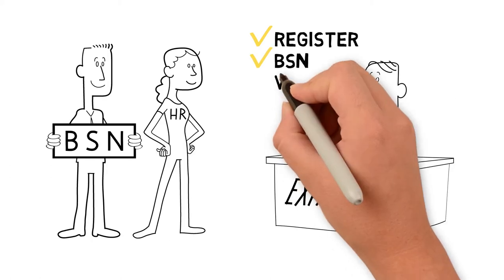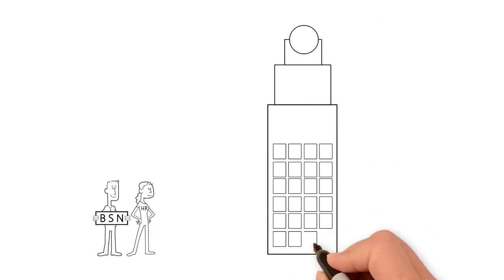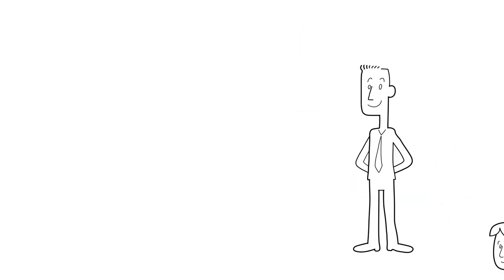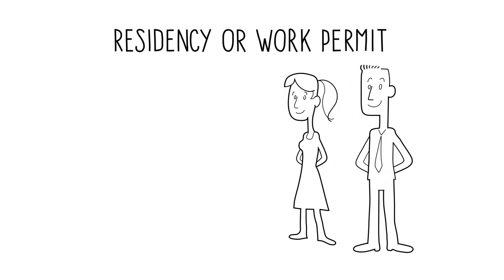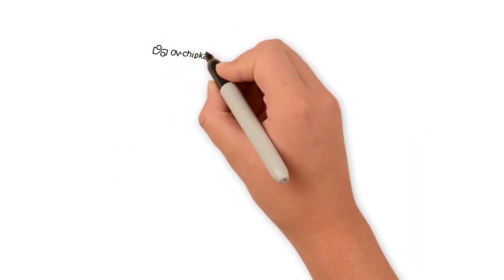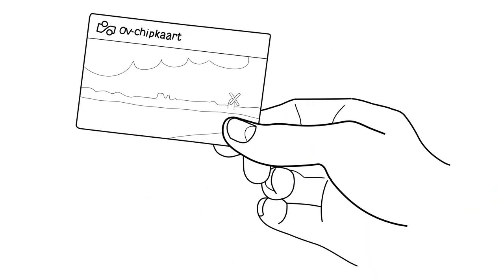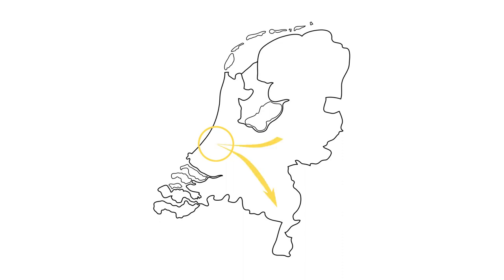Next, you'll apply for a certificate of good conduct, the VOG. Then, you will go to the bank to open a Dutch bank account. Should you or your partner need a residency or work permit, HR will pass on instructions regarding this. To help with your transport to and from these meetings, you will receive a public transport card with credit on it. You can use this to travel around the Netherlands during the initial period of your arrival.